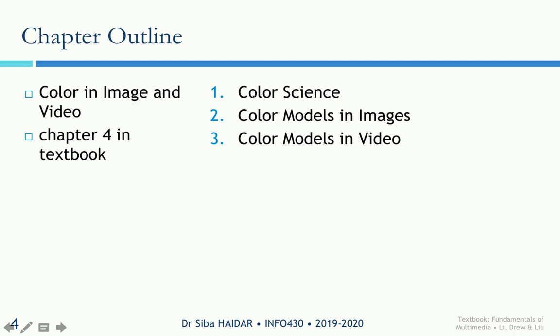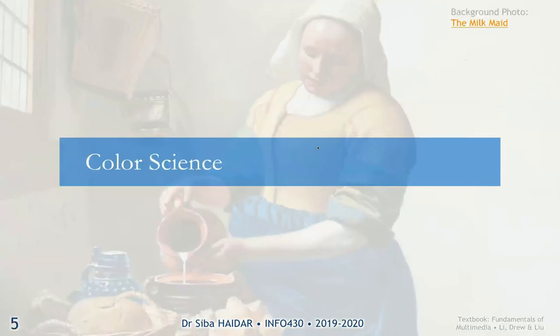First, we will introduce and recall from high school the color science. Then we will see the color models used in images and in video, each apart. This chapter is very important and crucial for the understanding of the following chapters because they use the color models, and whenever we refer to one of them, we have to be sure you understand why we chose this color model and not the other.